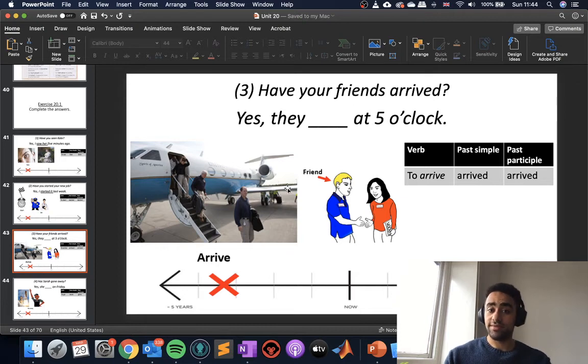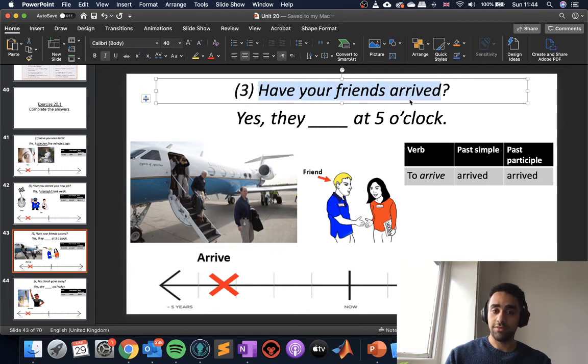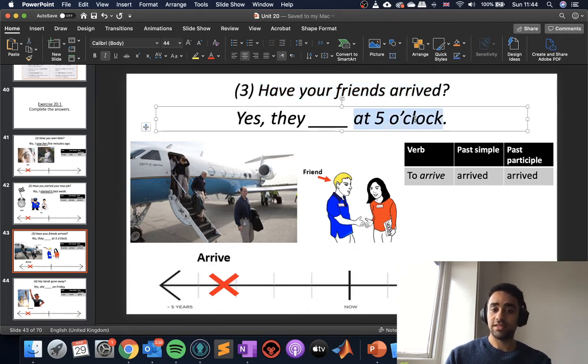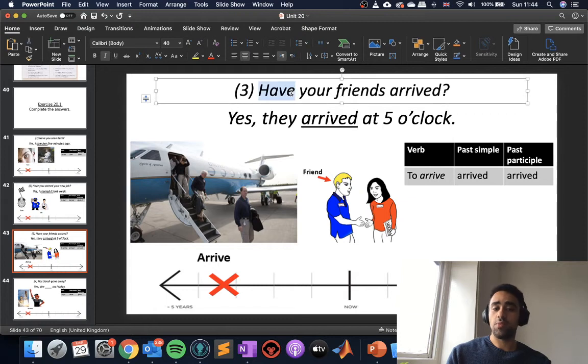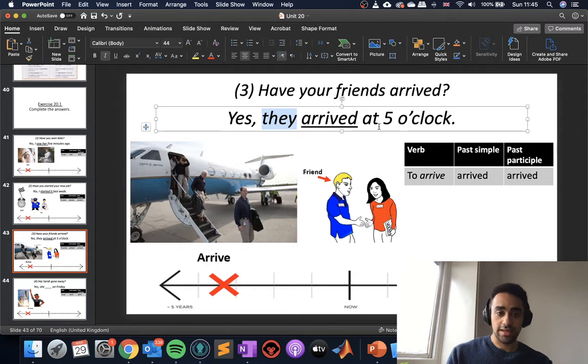Have your friends arrived? Yes. Again, the question is general, so we're using present perfect, but the answer is specific. It's 5 o'clock. So yes, they arrived at 5 o'clock. Now we know exactly when it happened. So if you notice here, the answer does not need to be the same tense as the question. The question, if it is general, can be present perfect, and if it is specific, it can be past simple.